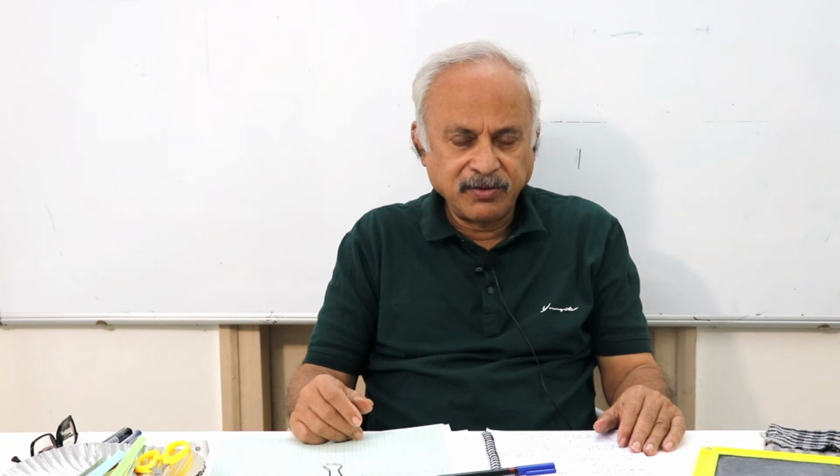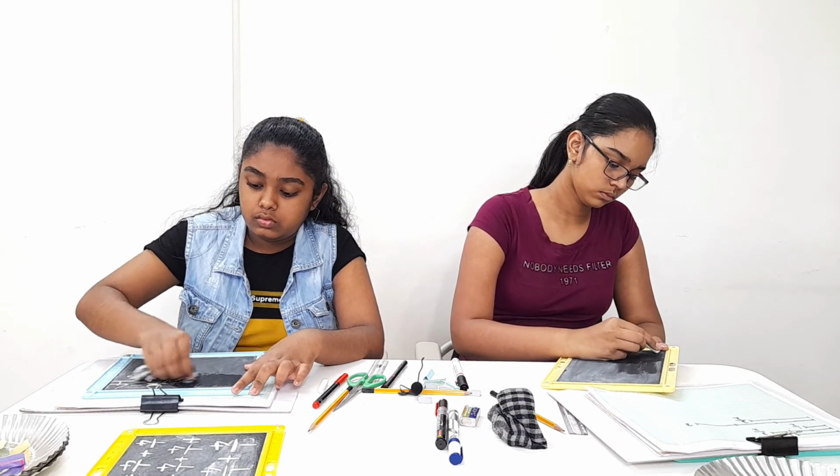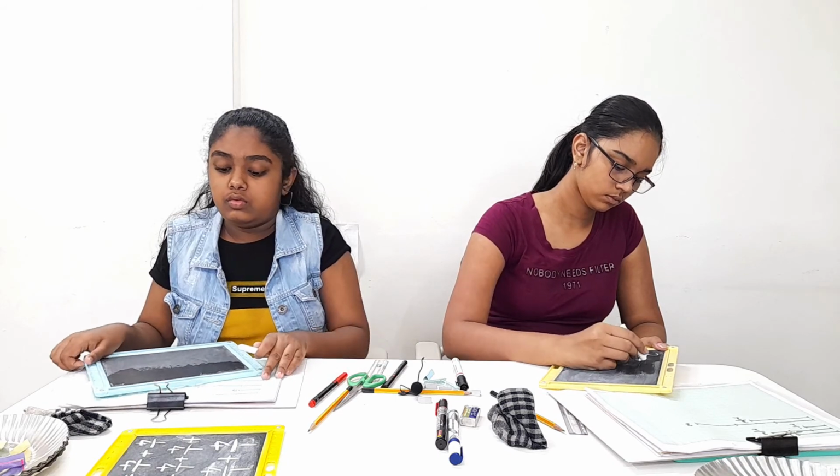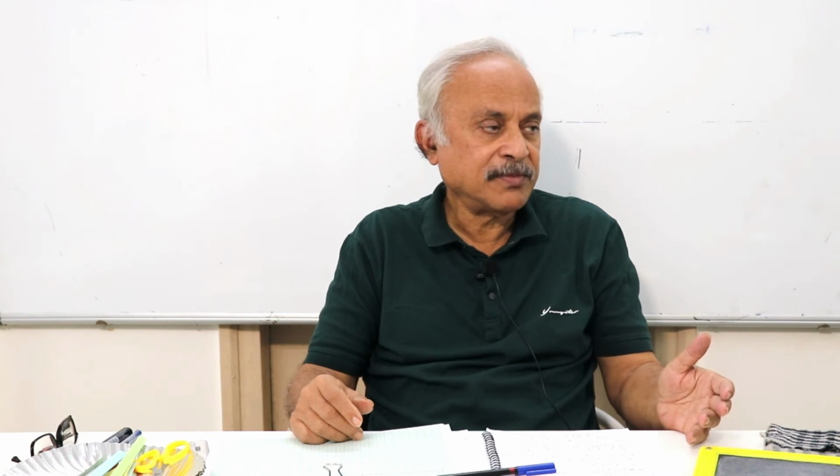Now, I will give you one more problem. Write 2 pieces of 1 by 5 plus 2 pieces of 1 by 5. How will you write 2 pieces of 1 by 5? Short form. Long form, how will you write it? Tell me. 1 by 5 plus 1 by 5. Right. And short form? 2 by 5.